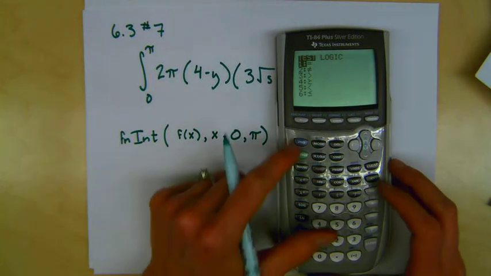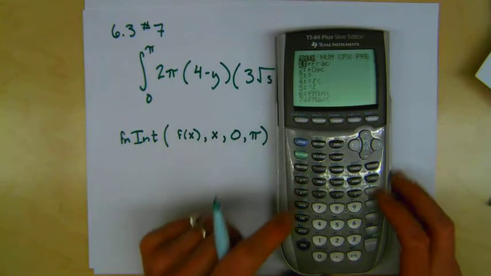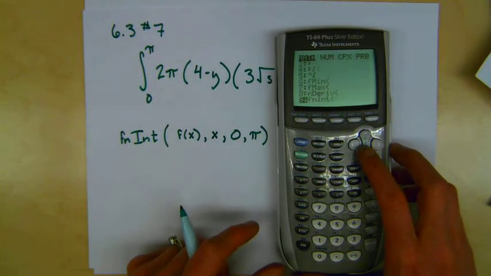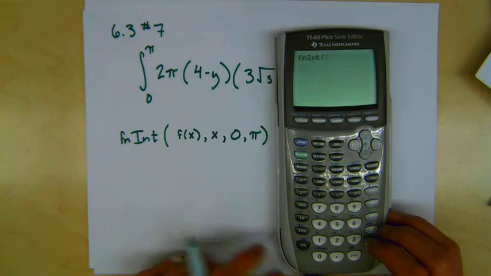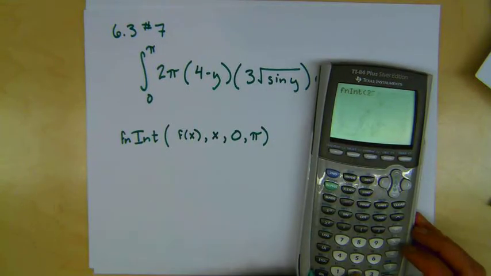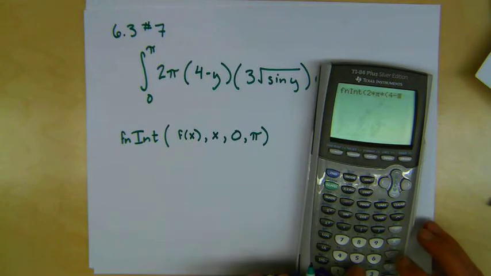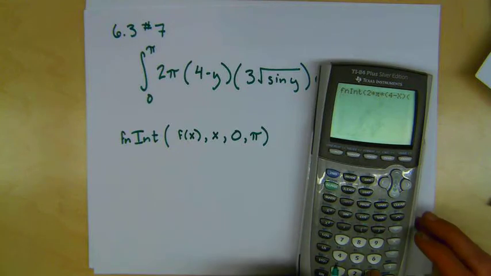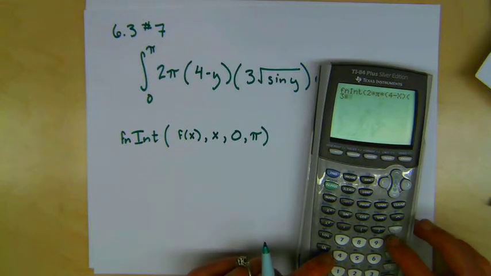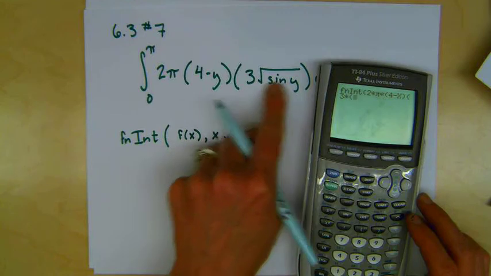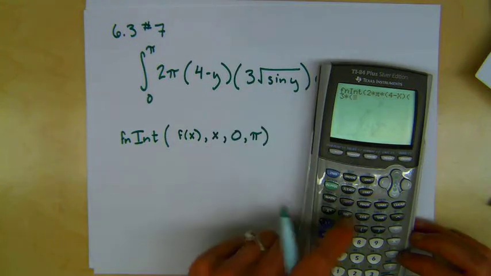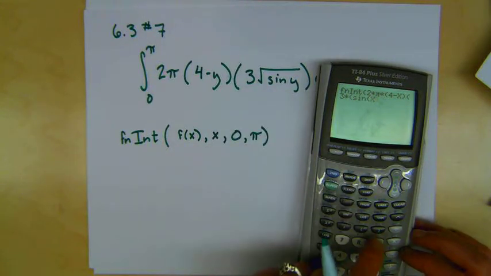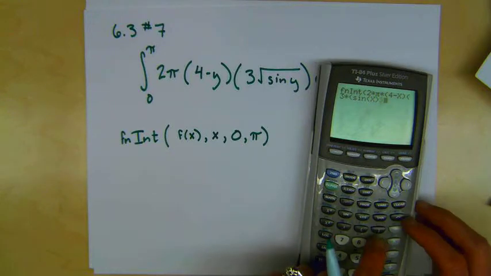Maybe you don't need me to watch. I'm going to go into my math menu and find integral, and I'm going to integrate this function, which is 2 times pi times 4 minus y, and notice I'm using the variable x instead of y, times 3 times, this is something that people sometimes get tripped up on. How do I do a square root in a calculator? Really, it's just raising to the 1/2 power. So that's the way that I do it in my calculator, to the 0.5 power.